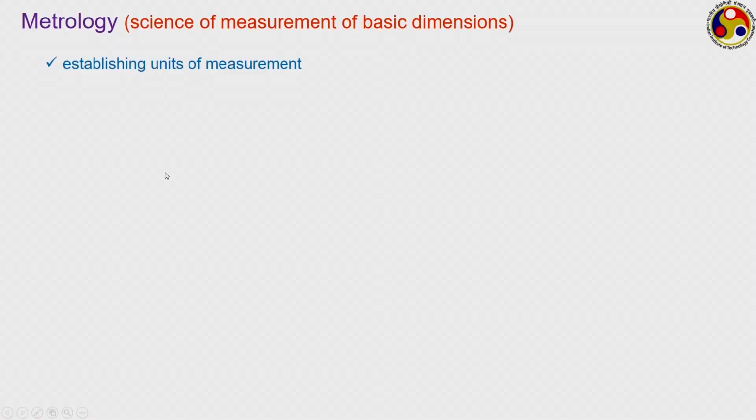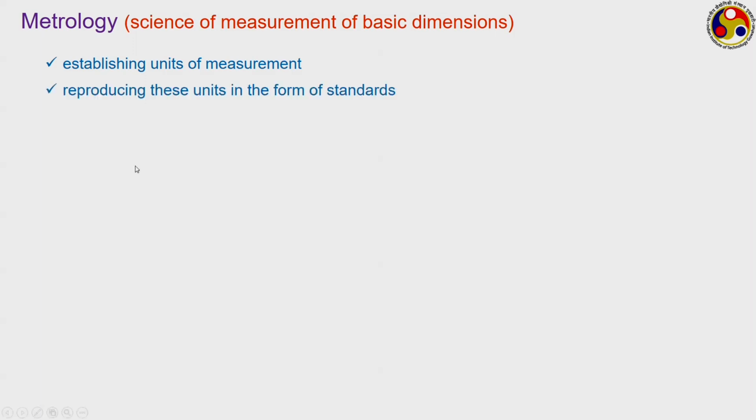Dimensions can refer to any kind of length scale, either linear or rotary, like the inner or outer diameter of a pipe or something like that, or we may be talking about angles as well. So, metrology deals with all such kinds of measurements. Under metrology, there are several objectives that we generally look for. Firstly, establishing the units of measurement, and then reproducing these units in the form of standards.